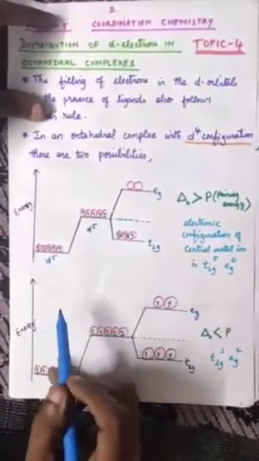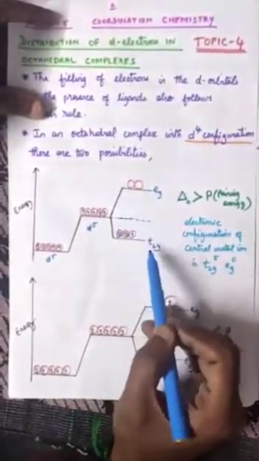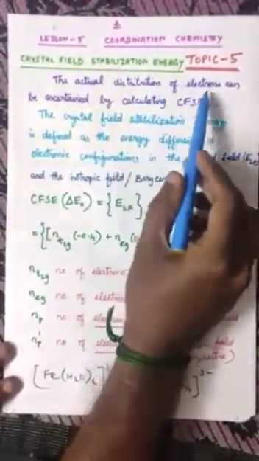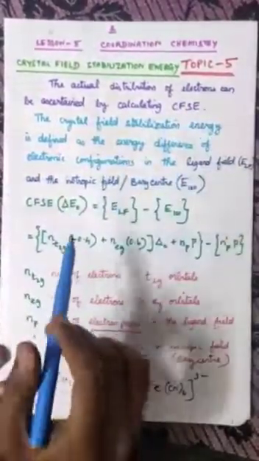barycenter level. Okay, this barycenter is the average energy, and there is an energy gap between it and eg. The barycenter, the average energy, also has an energy gap with t2g. That energy gap is measured by the crystal field stabilization energy. The actual distribution of electrons can be ascertained by calculating the crystal field stabilization energy.